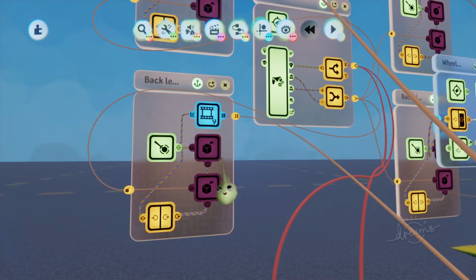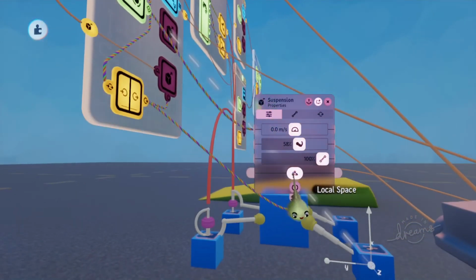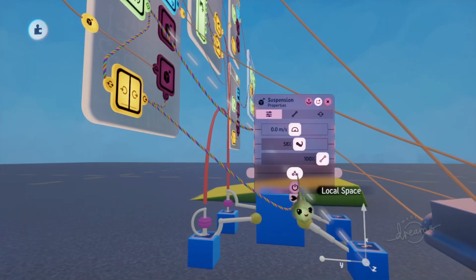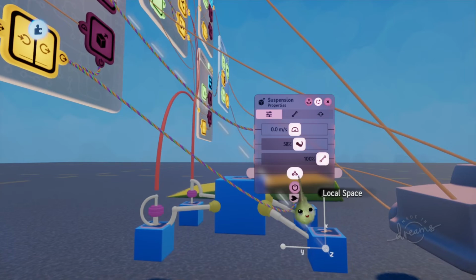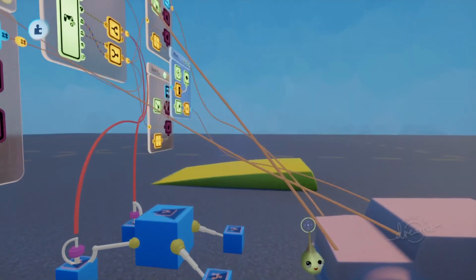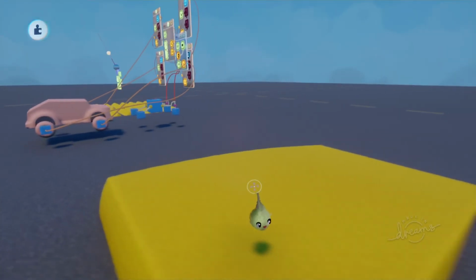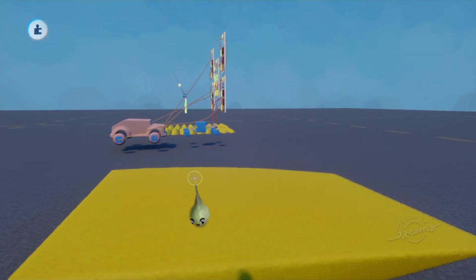One way you can combat that, which has its pros and cons, is you can make these movers not local, so you can make these global, and they will always go straight up, regardless of how tilted this is. The downside is if you're on an incline or a decline, it won't naturally coast down those hills.